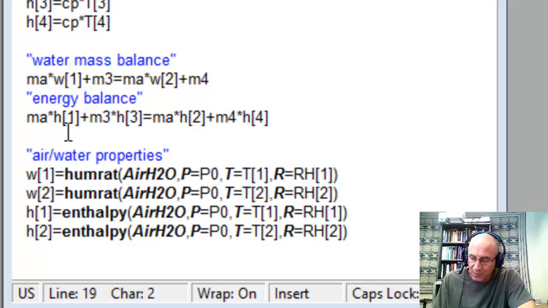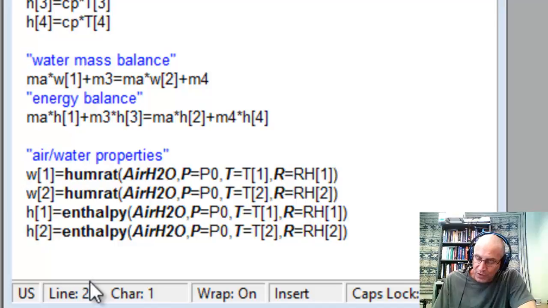Now I've got my water mass balance and my energy balance, which is what we just saw in the previous slide. Mass flow rate of air times omega, the humidity ratio, plus the mass flow rate of 3, and then the mass flow rate of air times omega 2 plus M4. M3 and M4 are not going to be the same. M3 is going to be slightly bigger than M4. And then my energy balance is just the mass flow rates times the enthalpy values.